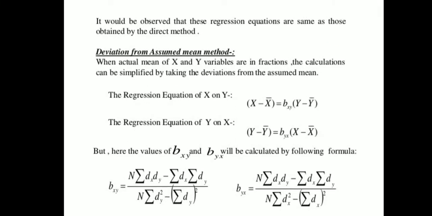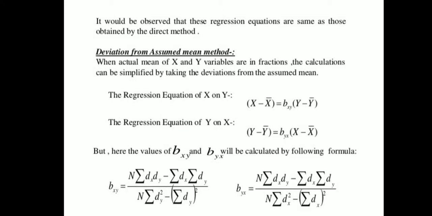Similarly, we can calculate the same equation by the deviation from the assumed mean. You have to take any mean and use the formula here. So x minus x bar equals bxy into y minus y bar. Similarly, y on x: y minus y bar equals byx into x minus x bar, where bxy and byx are obtained by the following formula.